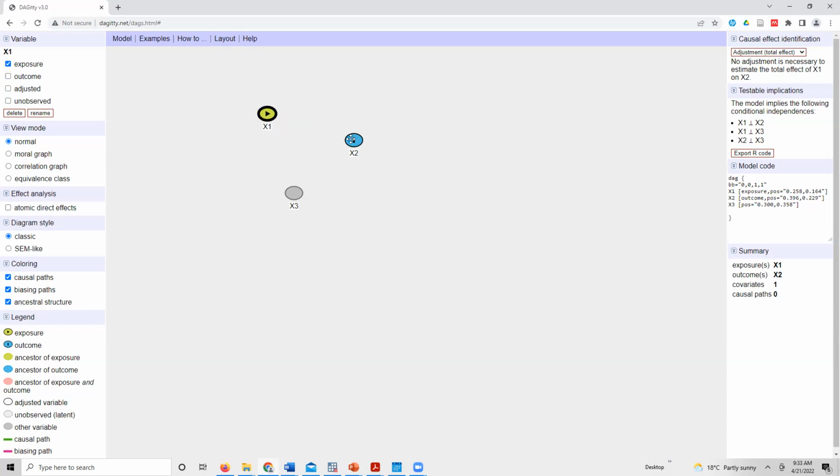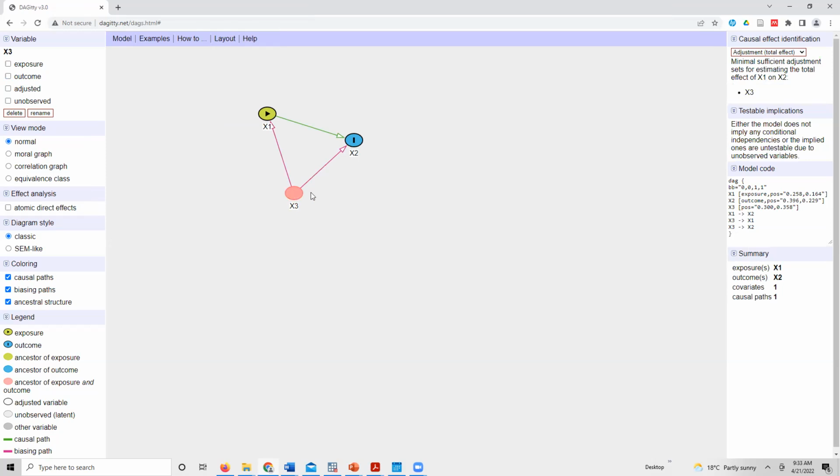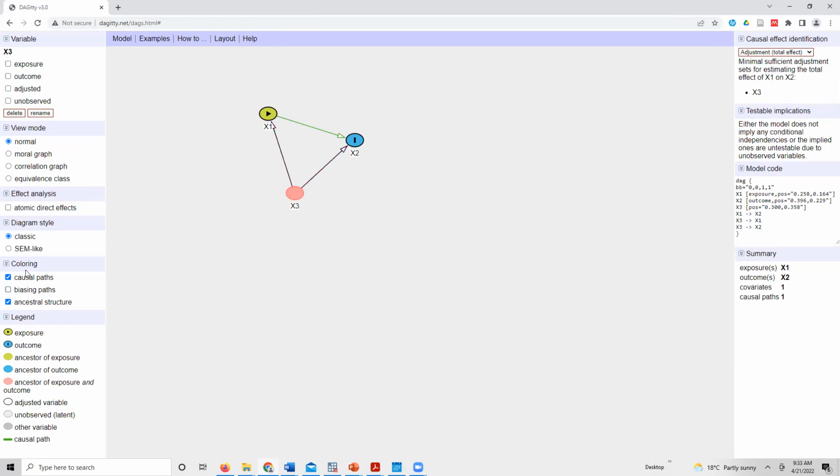And what else do I want to tell you? So this is the arrow. Let's say that x3 is the confounder. I put x3 linked to x1 and x3 linked to x2. So you can see it is in pink. Everything that is green here, I'm going to remove this. So you have here the causal path. Everything that is green means that it's a causal path, and everything that is pink, reddish, is basically a biasing path or a non-causal path.